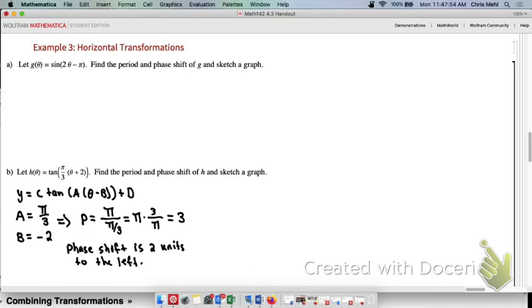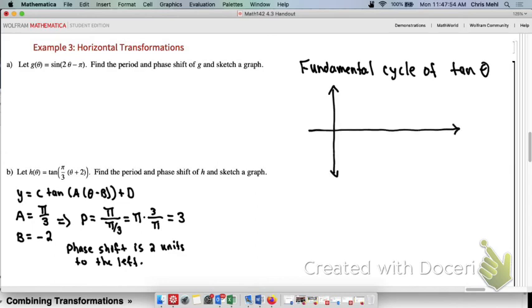So that means since our fundamental cycle for tangent starts at 0, when we draw a cycle of the transformed function, our cycle is going to start at negative 2 and have a width of 3 units. So let's take a look again at the fundamental cycle for tangent in the top right. We have the fundamental cycle of tangent theta. And again, our fundamental cycle for tangent starts at 0.